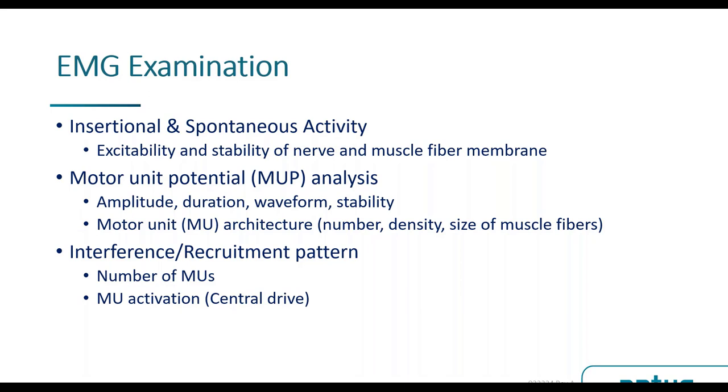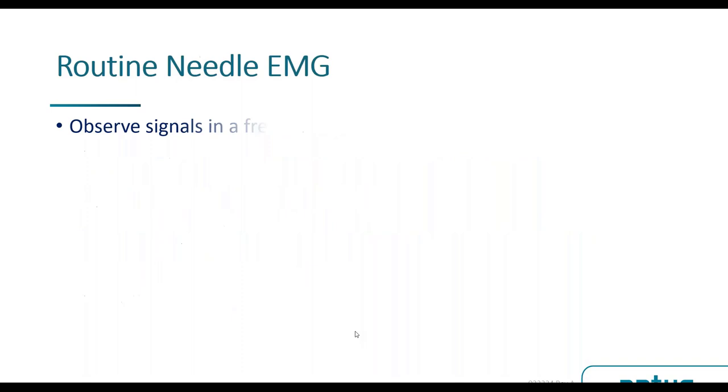And this gives us information about the number of motor units that can be activated, as well as the so-called central drive, which is responsible for motor unit activation. So this is the kind of biologic or physiologic information that we are trying to get. And we do this in the routine EMG by observing the signals in a free-running mode.